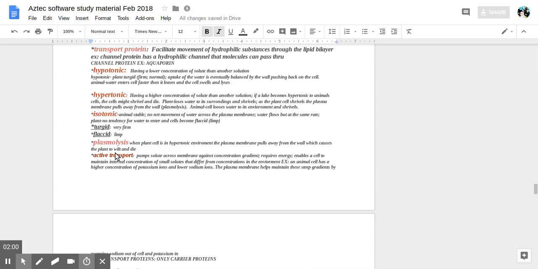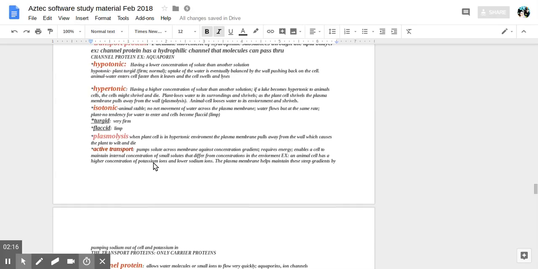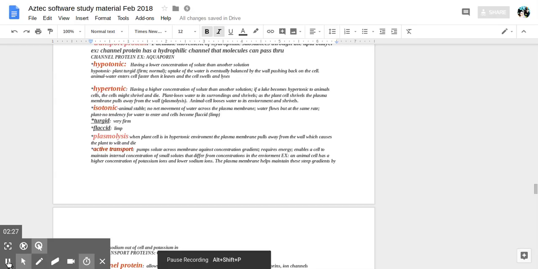What is plasmolysis? Plasmolysis is when plant cells are in hypertonic environments and the membrane pushes away from the wall, which causes plants to wilt and die. Active transport is the next section.